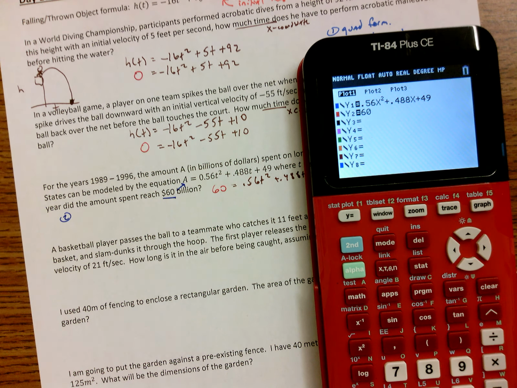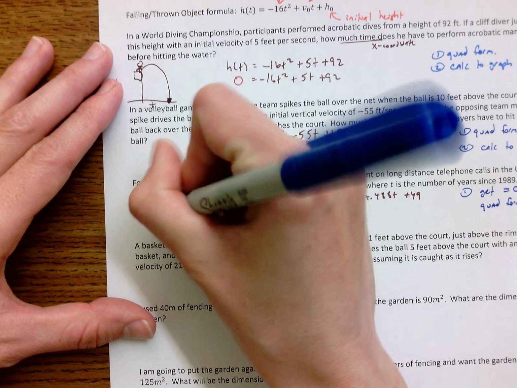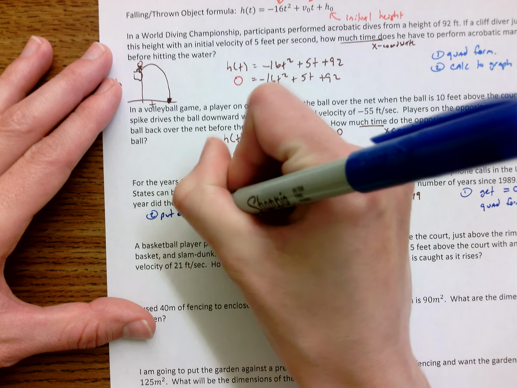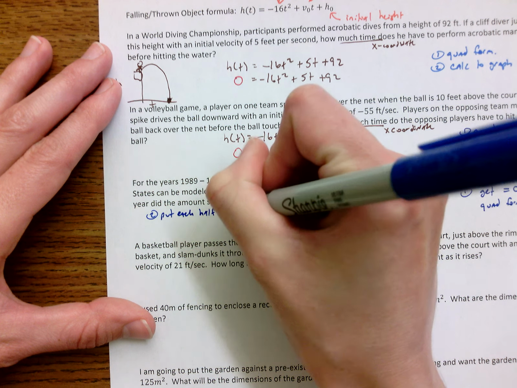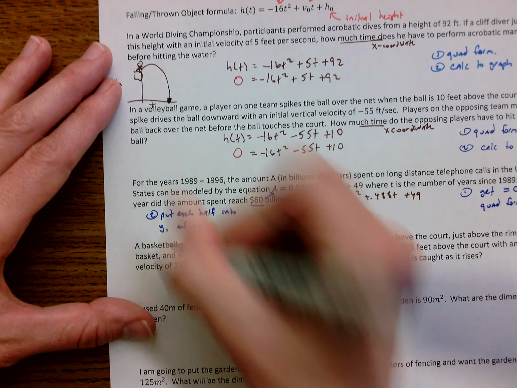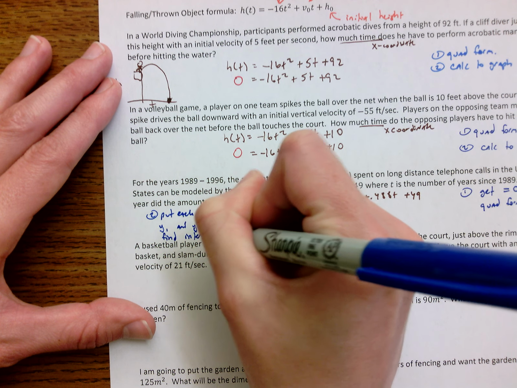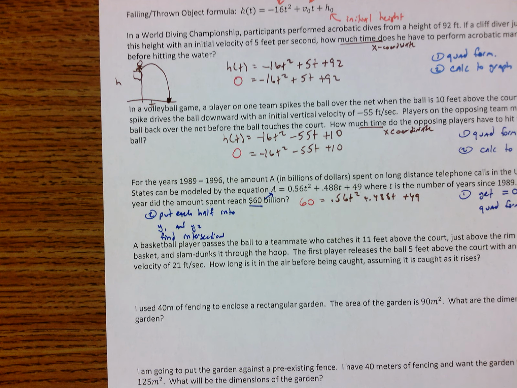Okay, so that is your other option. So option two would be to put each half into y1 and y2 and then find the intersection. Okay, so that is your other option there. You can do it either way.